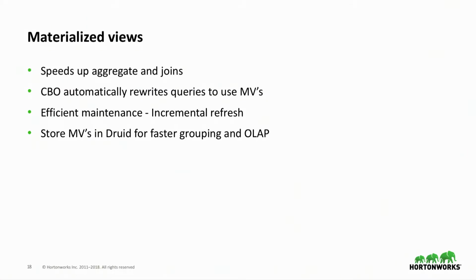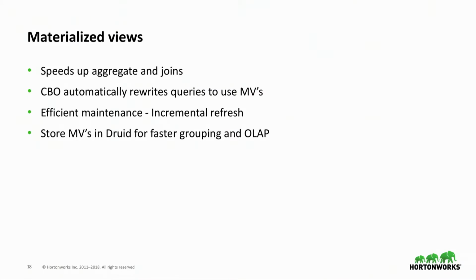The concept is kind of known for a while. It's supported in many database engines. The idea is that you can speed up your aggregate queries by pre-aggregating and storing the results, or pre-joining and storing the results. The way it's added in Hive is that the CBO, the optimizer, automatically recognizes what queries can benefit from the materialized views that you've created, and it will do the rewrite.